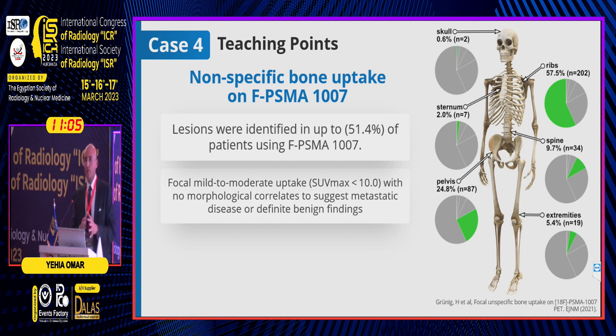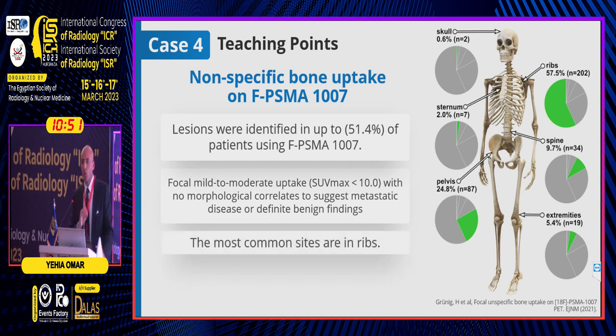And what's important on the CT part, we do not have any morphologic appearance to know whether they are definitely benign or definitely malignant. We don't know. We only see a focal spot and we cannot characterize it. And the most common location to see that is in the ribs, as in this figure. Almost 57.5% are seen in the ribs, then followed by the pelvis.